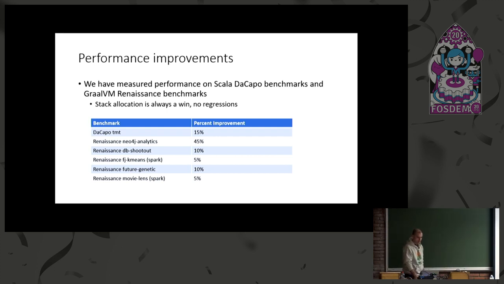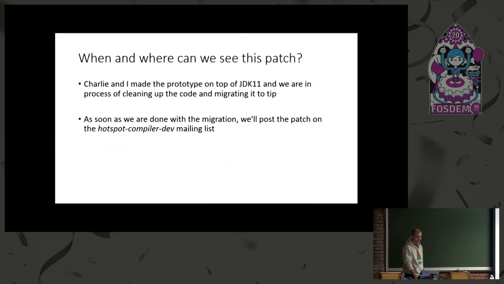And so finally, the last bit of the presentation. So when and where can we see this patch? Well, nowhere right now. Charlie and I are in the process of migrating our patch from JDK 11. There's no particular reason why I picked JDK 11. We were looking at Spark and sort of continued down that path from the build we're using. We're migrating to tip, cleaning up the code, and as soon as it's done, we'll post this to the compiler dev mailing list and ask for review.